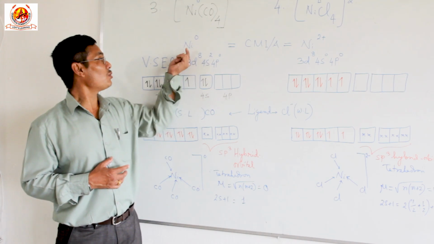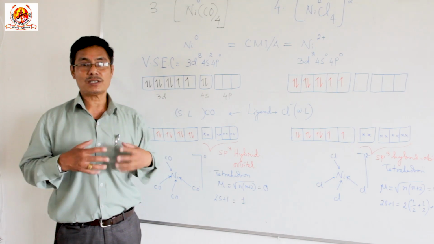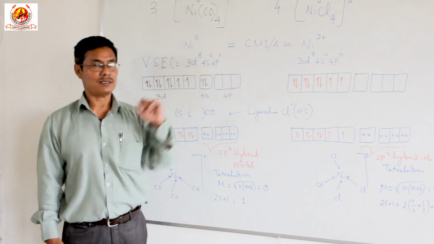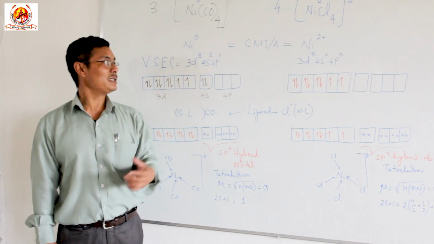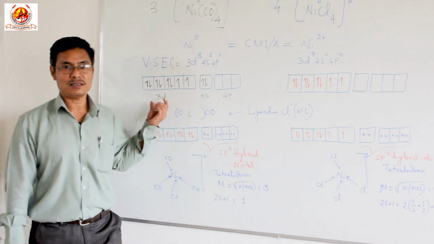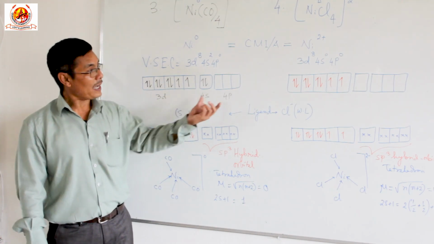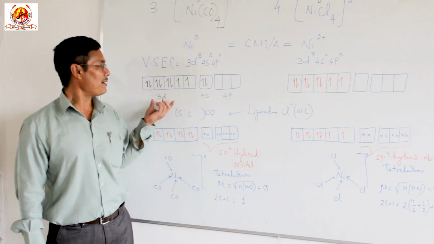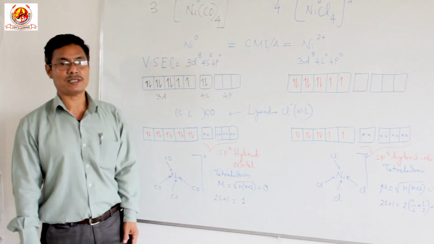Here the central atom shows the 0 oxidation state, and this one shows the plus 2 oxidation state, meaning it does not lose electrons. But in the fourth example, it shows the loss of 2 electrons. After losing the 2 electrons, it shows the electronic configuration like this, and here the electronic configuration is given like this. So all these electrons have different environments. Here the 2 electrons are lost due to the plus 2 oxidation state.